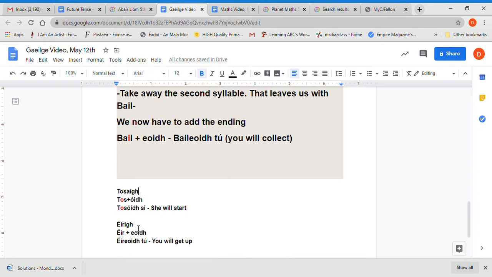Final example, éirigh, the verb to rise or to get up. Again, two syllables, éir-igh. Okay, we get rid of the IGH and we look to, again, the last vowel in the first syllable. That's an I. If it's an I or an E, we're going to add E-O-I-D-H. That gives us éireoidh. And I have éireoidh tú. You will get up.